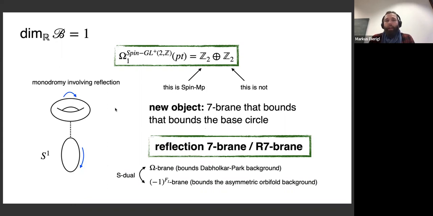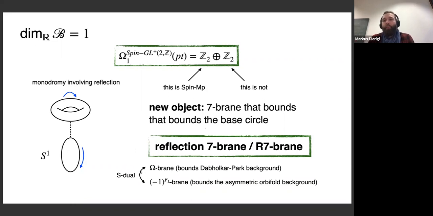However, the other factor, Z2, is not. And so this involves a new object that was studied in the paper with Ethan, Miguel, and Jonathan. Basically what this tells you is that there is one more bordism generator: you go around the circle, and you have to do one of those monodromies that involves a reflection. So now you have to include a 7 brane that has a monodromy matrix with determinant -1, and we called it, for obvious reason, a reflection 7 brane, or R7 brane.